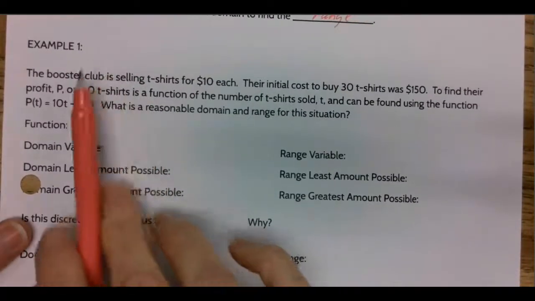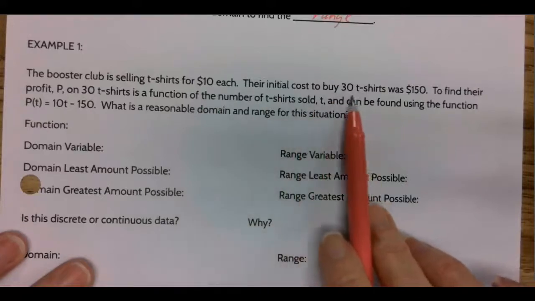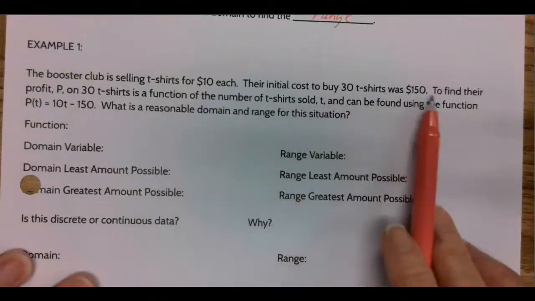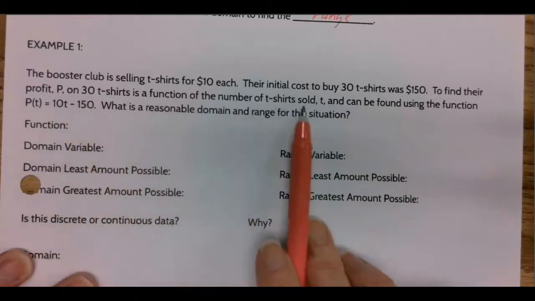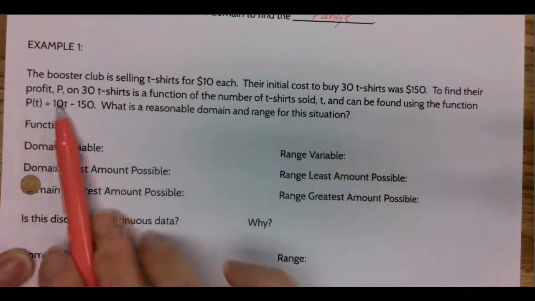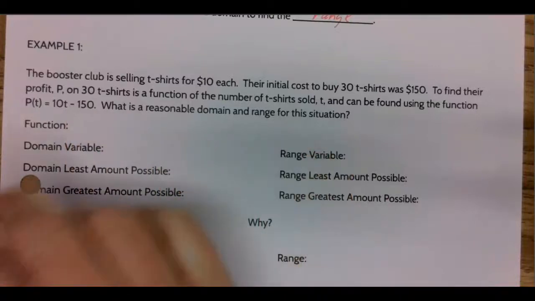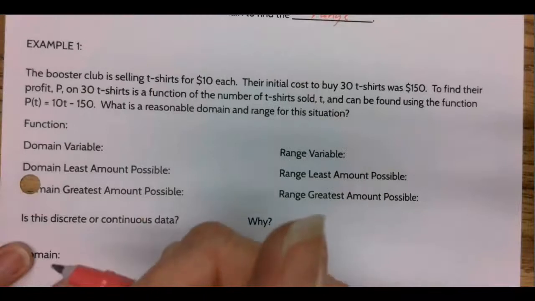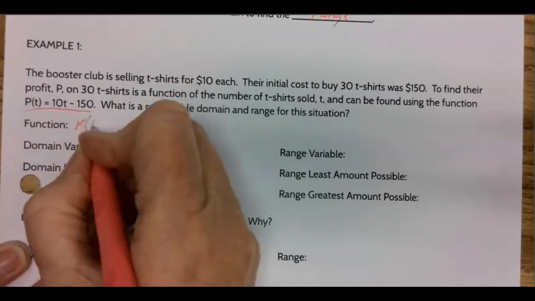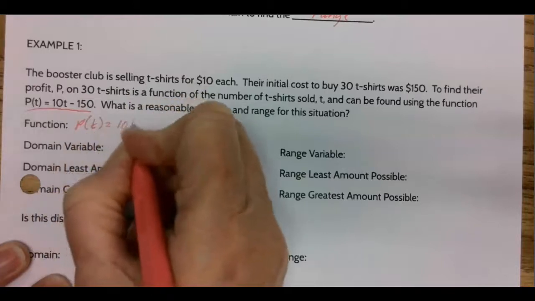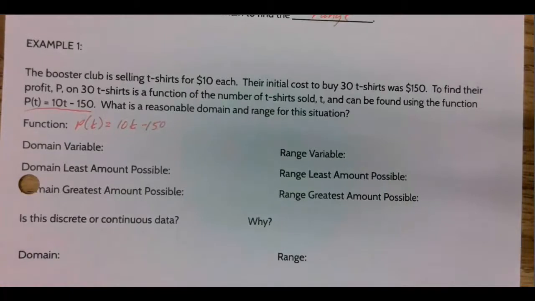Example 1. The Booster Club is selling t-shirts for $10 each. Their initial cost to buy 30 shirts was $150. Their profit P on 30 shirts is a function of the number of t-shirts sold and can be found using this function. What is a reasonable domain and range for this situation? So the first thing we're going to do is identify the function. Guess what, guys? It's right here. P of t is equal to 10t minus 150. We don't even have to make it up. We get to use whatever they gave us.